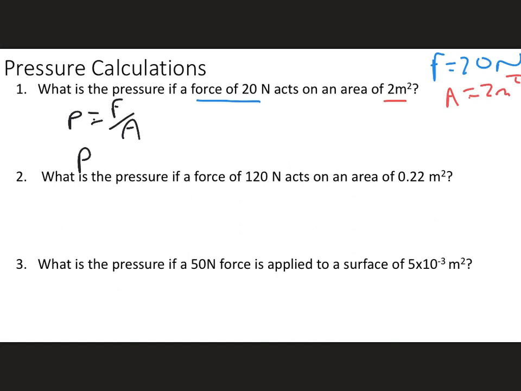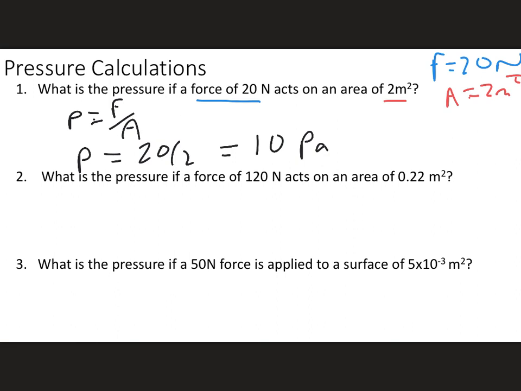I'm going to put the numbers in. So pressure this time is equal to 20 over 2. Now, it's your choice. You can either go for a calculator here and see what 20 divided by 2 is, or you could just know that from your mental maths, and you can see that the pressure is going to equal 10. And remember, because we've got it in newtons per metre squared, that will be 10 pascals.